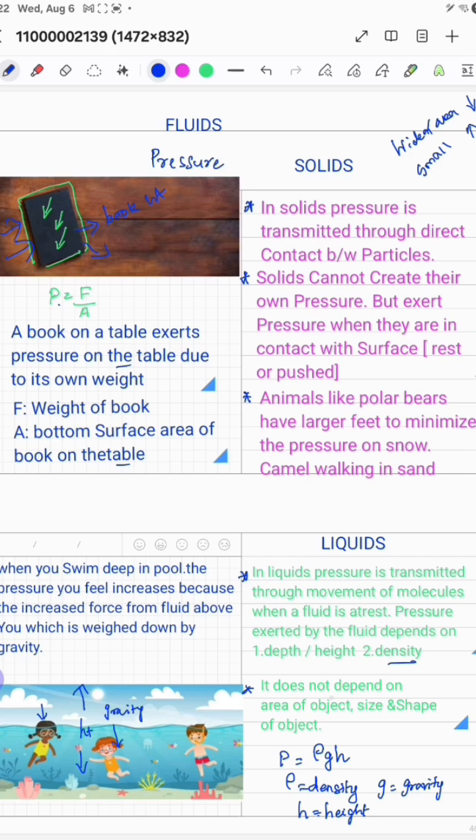And the pressure in liquids does not depend on the area, size or shape of the object. So how to calculate the pressure? Rho g h. Rho is the density of the water which is above, g is the gravity, and h is the height, or depth, of the person swimming in the water. Okay. Thank you.